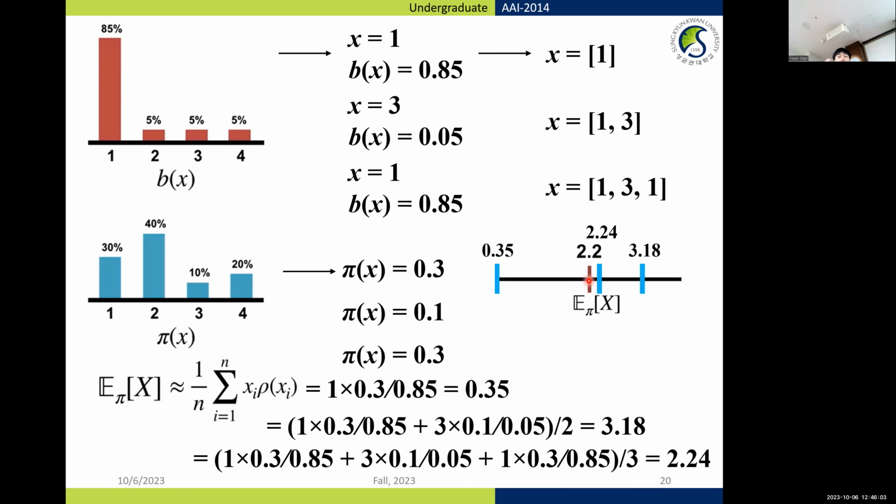The original purpose of importance sampling is that you try to check every possibility. Any questions?